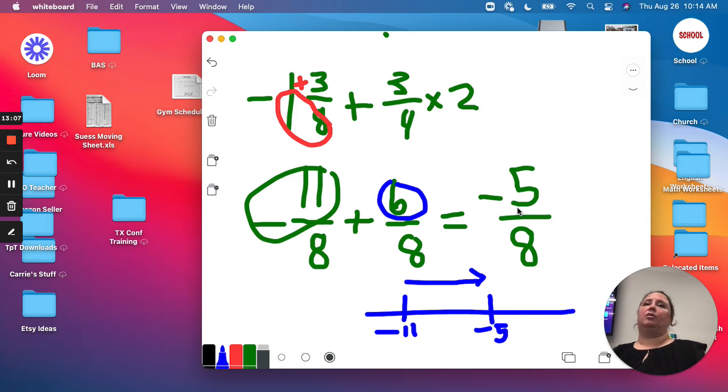And you can always check your work on a calculator, guys. So after you've done it, plug it in the calculator, see if you got it right.